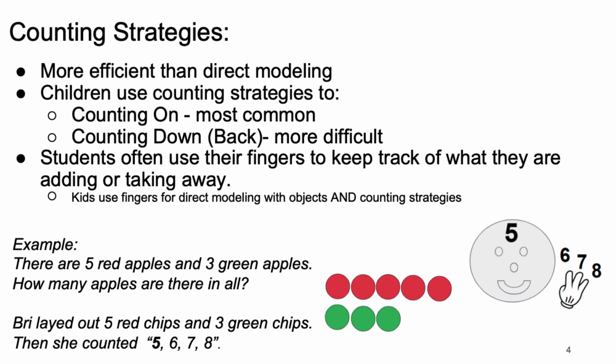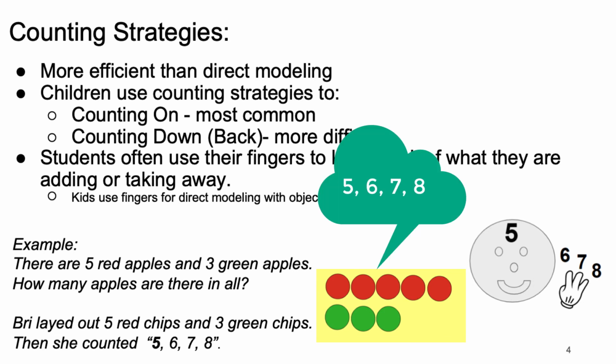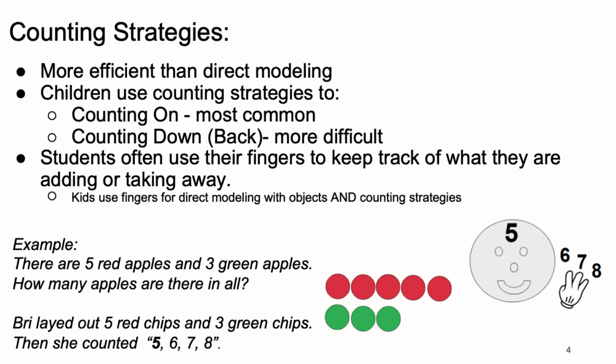They might also model like this and actually build the 5 and the 3. But when they figure out how many, they say 5, 6, 7, 8. All right, so they don't count on one by one. They don't count all. They count on. They're like 5, 6, 7, 8. All right, those are counting strategies.